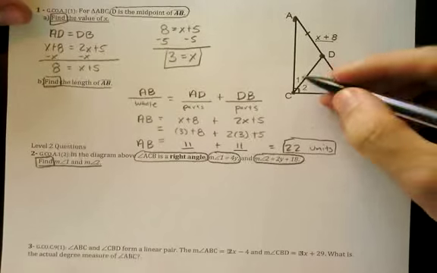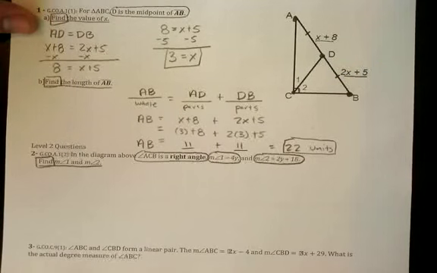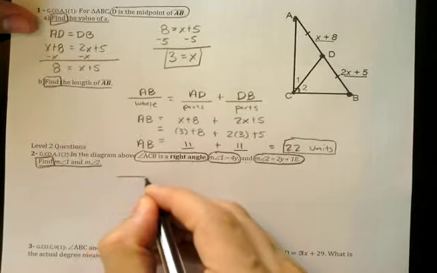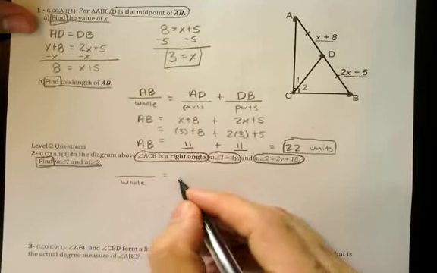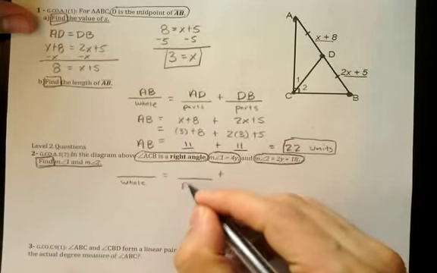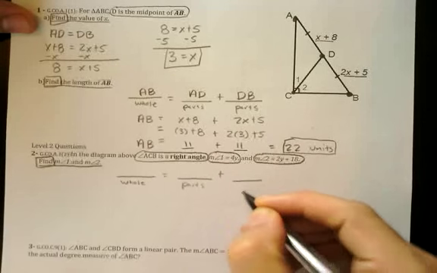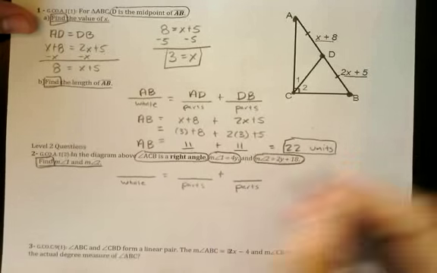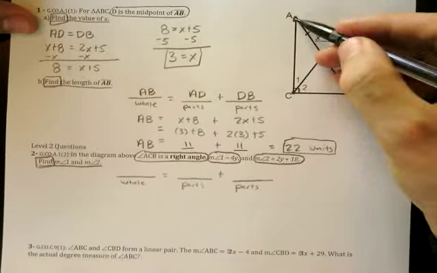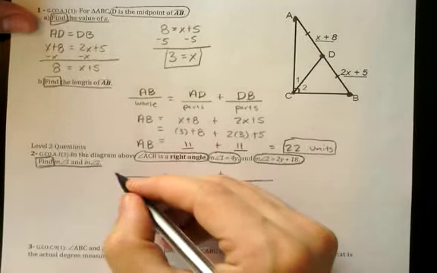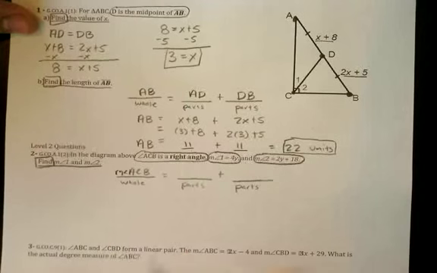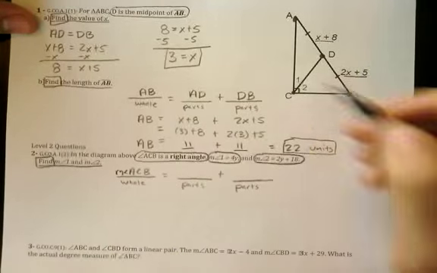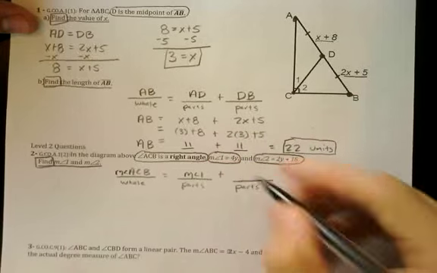So this is a clear indicator that we are going to use the angle addition postulate. Once again, the idea is that the whole angle is equal to the sum of the smaller parts of the angle. When I look at this, the whole angle is angle ACB. So the measure of angle ACB is going to be equal to the measure of angle 1 plus the measure of angle 2.